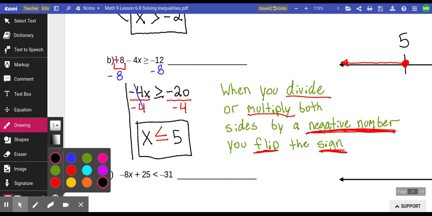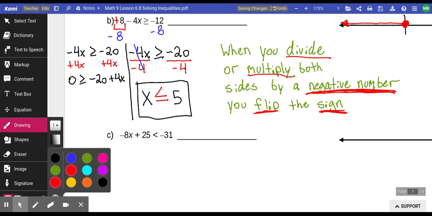The reason why this works. So if I had, let's do negative 4x is greater than or equal to negative 20. Technically, you can move things from one side to the other by adding and subtracting. So I technically could move this 4x by adding 4x to the other side. And that would give me 0 is greater than or equal to negative 20 plus 4x. And then I could technically move that 20 over by adding 20 to the other side. That would give me 20 is greater than or equal to 4x.